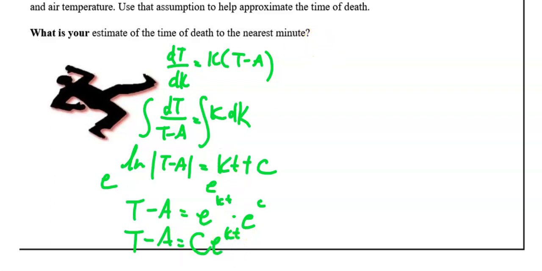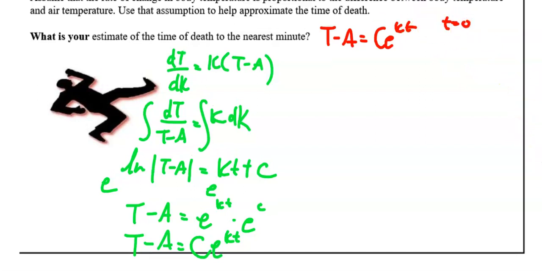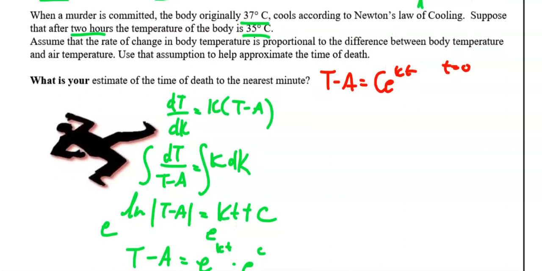Well, we can find the C by knowing that T minus A equals C e to the kt. So let's rewrite that up here for us. When we're looking at time equals 0, because that's really easy, right? At time equals 0, we were told that the body temperature, the big T, is equal to 37 degrees Celsius. We know that the A is going to be 20 degrees Celsius.